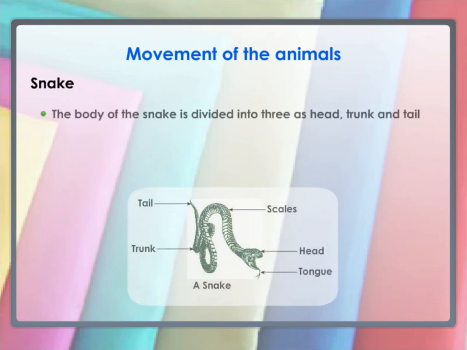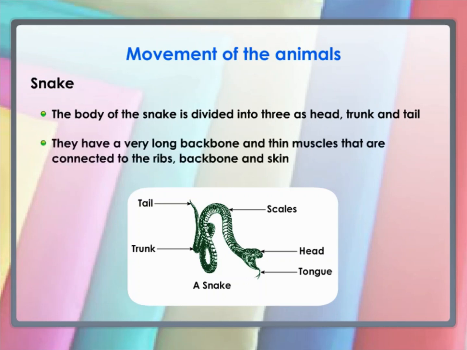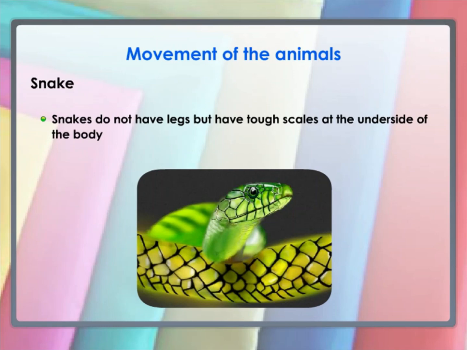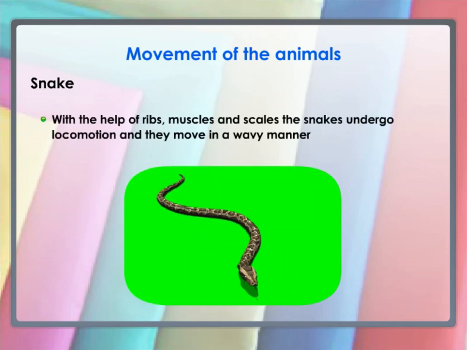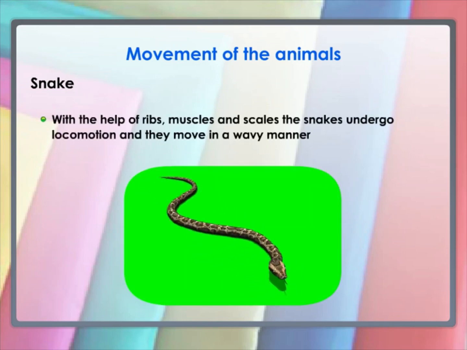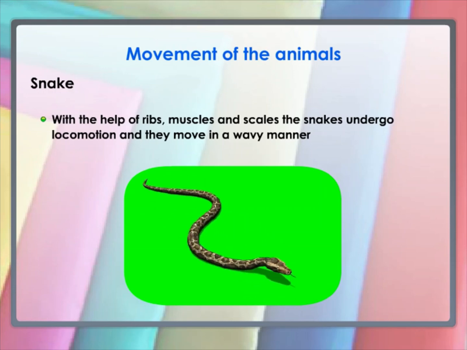Snake. The body of the snake is divided into 3 as head, trunk, and tail. They have a very long backbone and thin muscles that are connected to the ribs, backbone, and skin. Snakes do not have legs but have tough scales at the underside of the body. With the help of ribs, muscles, and scales, the snakes undergo locomotion and they move in a wavy manner.